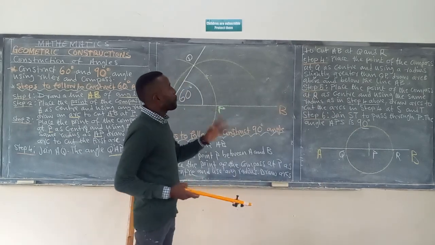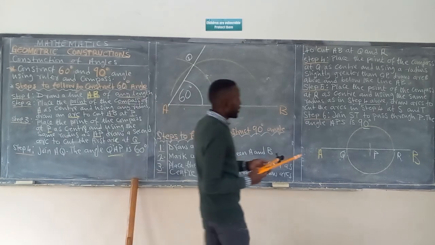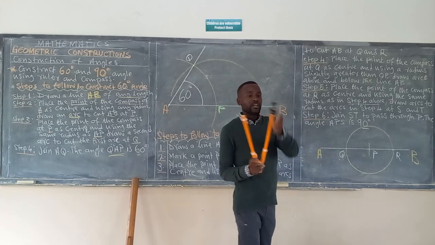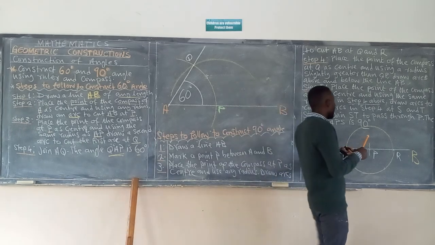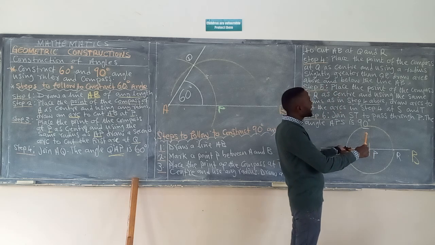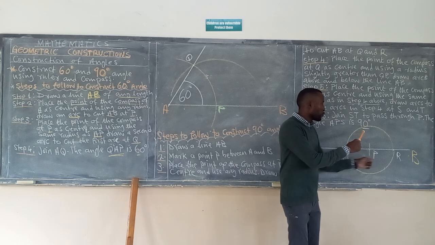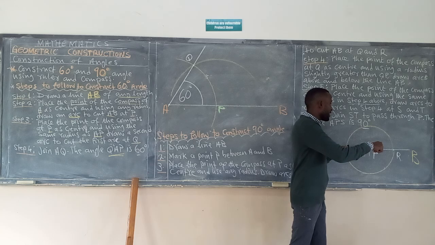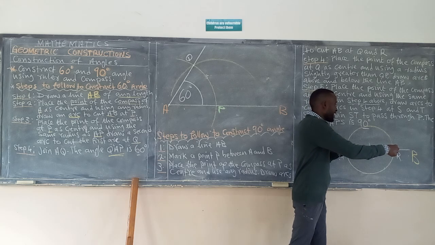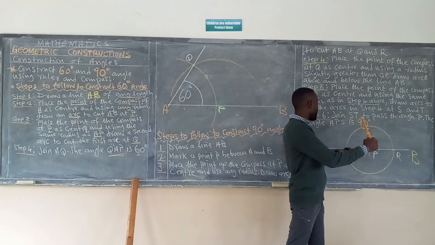Therefore, step 4, place the point of the compass at Q as a center. So we are going to put this sharp point at Q here as the center. Using a radius slightly greater than QP, you need to move all the way to PR there, slightly greater. Then you are going to draw arcs above and below.